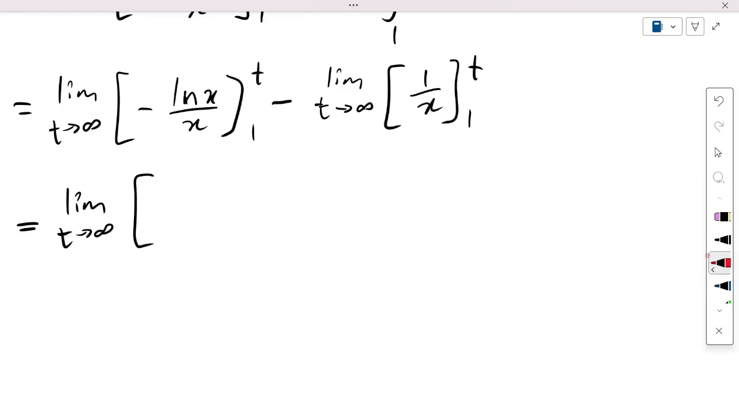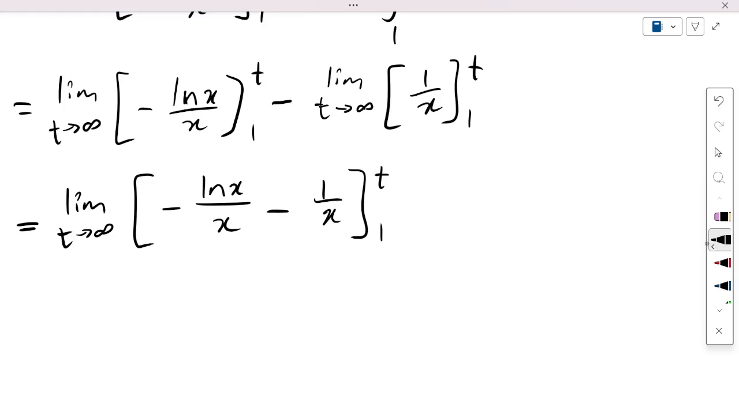The reason why I'm going to put them all in one bracket, and then take this limit out, is because we have them both evaluating at the same range. So therefore, we can actually include this and this in the same parentheses, or the same bracket. So it's going to be negative natural log of x over x minus 1 over x, evaluated from 1 to t. Okay, because we took the limits.